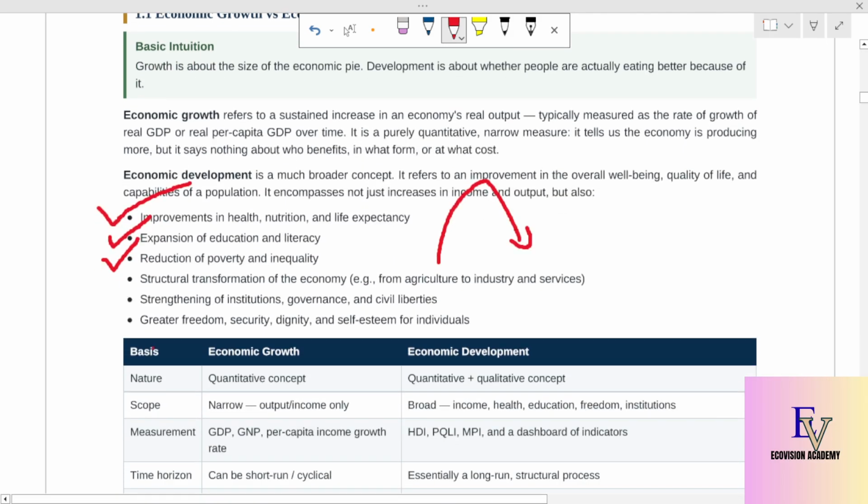And finally, the strengthening of institutions, governance and civil liberties. Here institution doesn't mean an institution like a center or anything. Here institution basically tells us about the government bodies which the government controls. All the government offices, all the social offices which we have in our country, those are nothing but the institutions. And what is governance? Governance is basically the total law and order and each and everything that is controlled by a country, and that is controlled by some institutions, some governmental bodies. And finally, the greater freedom, security or dignity and self-esteem for the individuals.